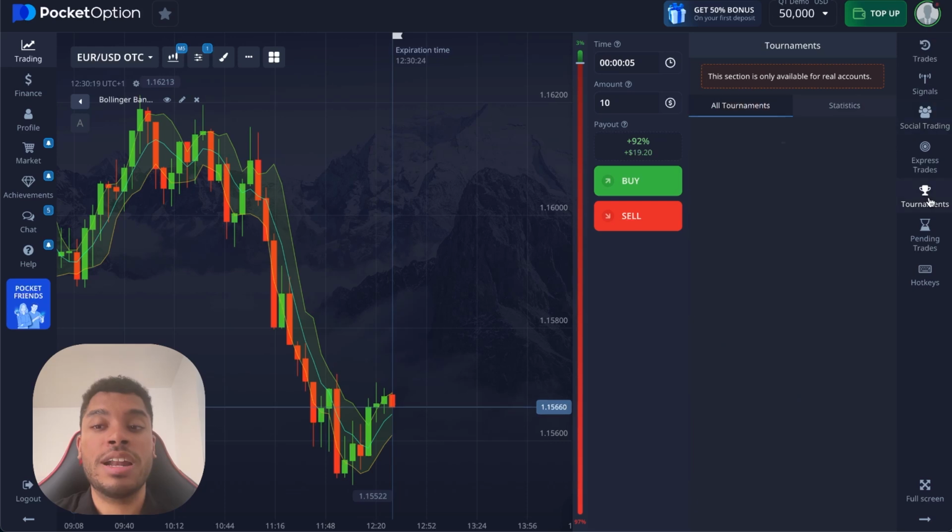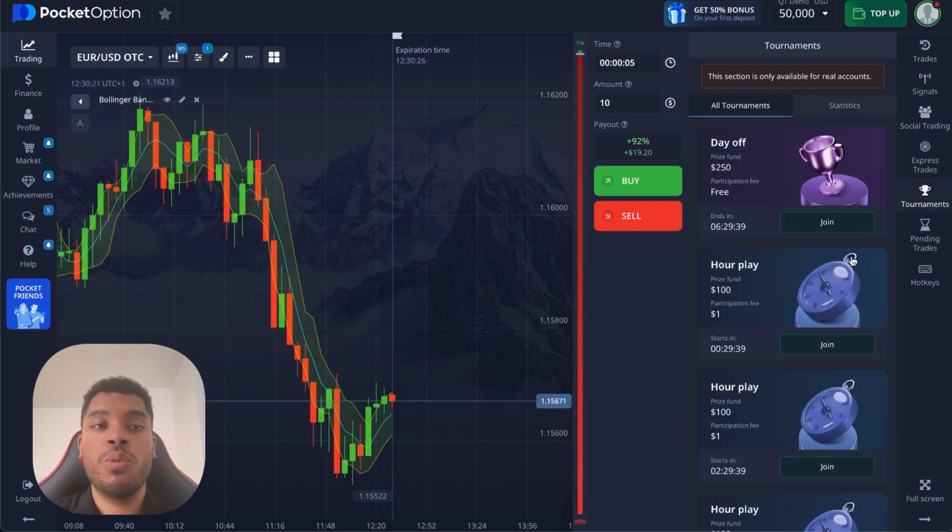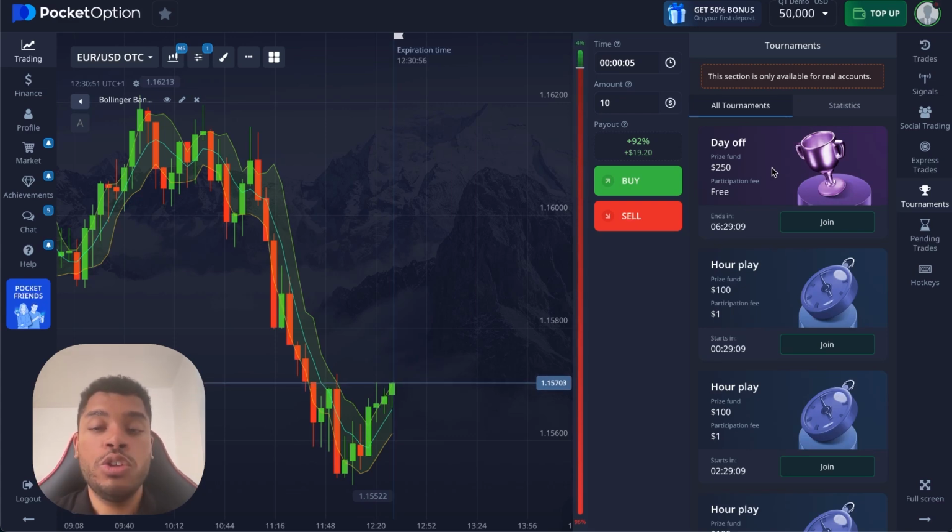Below it we have the tournaments, which to me is a huge pro when it comes to Pocket Option. In fact, as you can see, for example, you have the day of tournaments. This specific tournament is completely free to participate, so you don't need to spend any real money to participate, but you actually have the opportunity to win part of the prize funds, which in this case is $250. So basically, if you don't have the money but you have the skills, you can participate in this type of tournament and you can win real money.